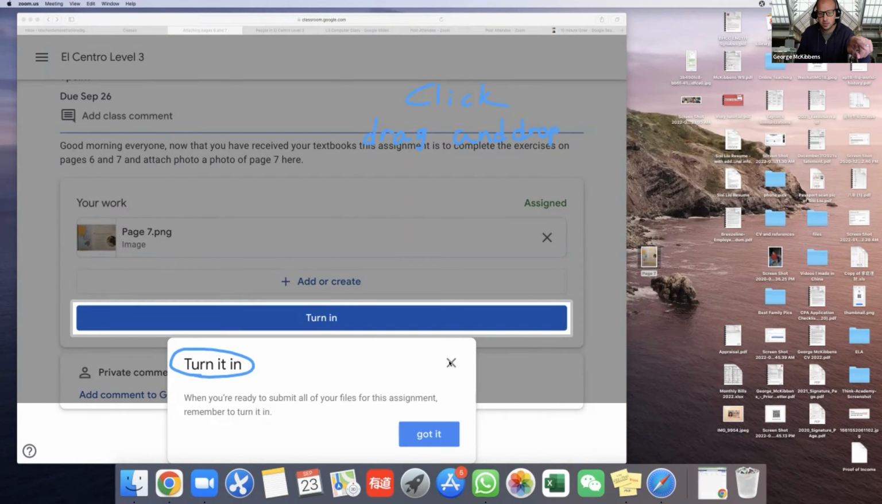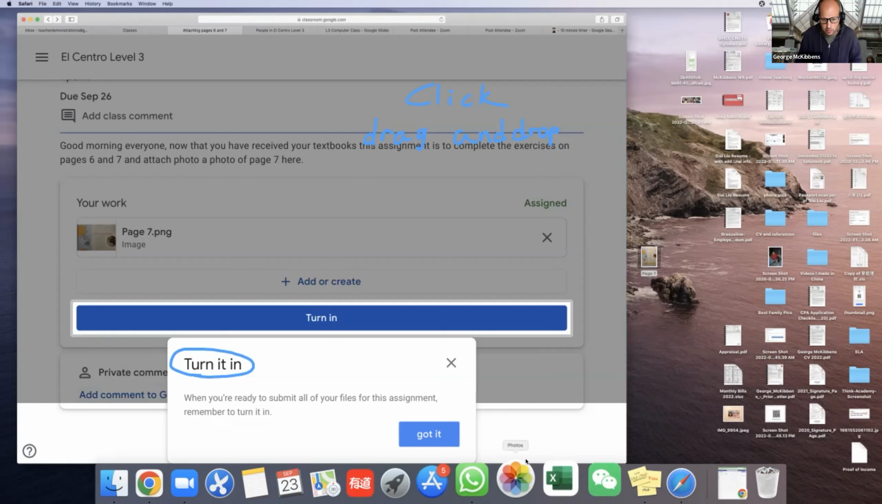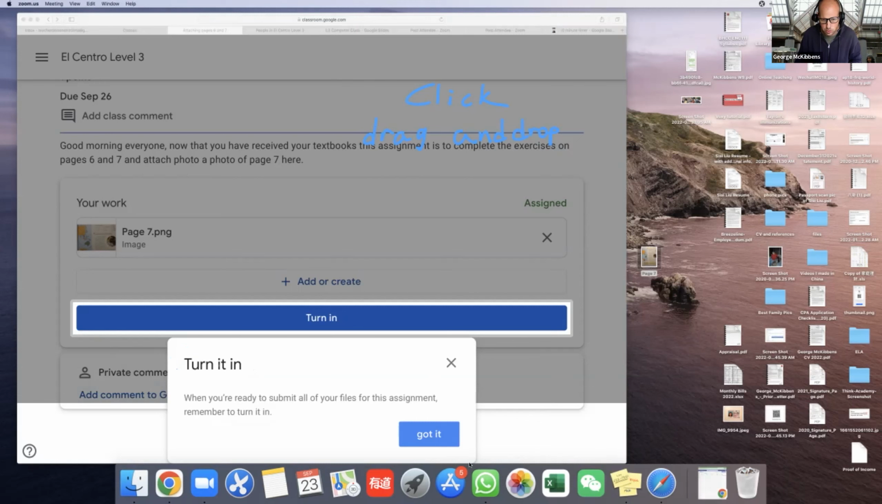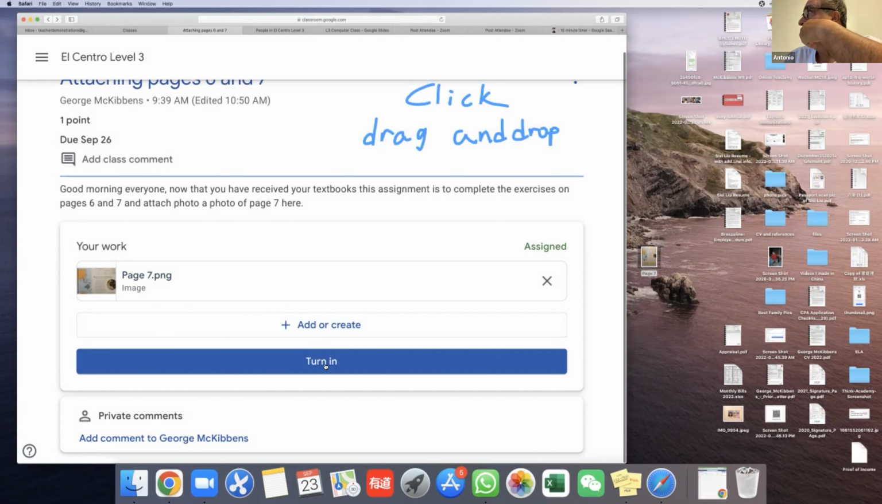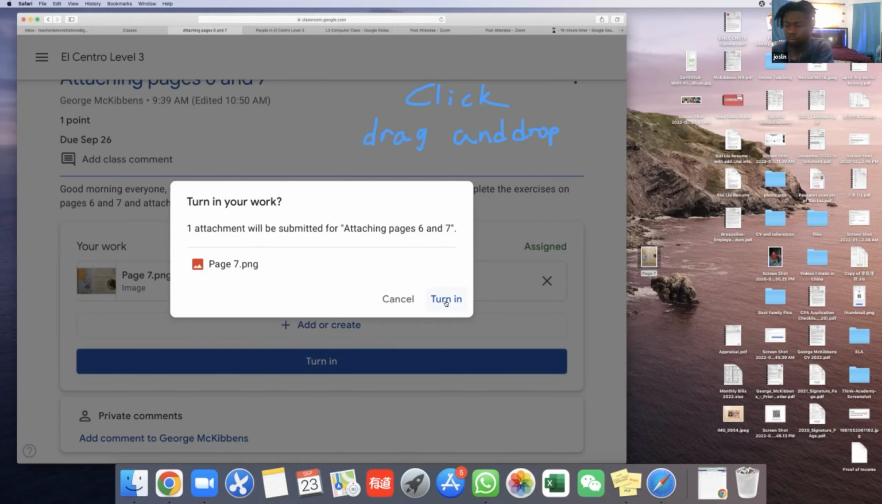Turn it in. So it says, when you're ready to submit all your files, remember to turn it in. It doesn't turn it in for you. Maybe you're submitting 3 files, 10 files, 100 files. I don't know, whatever the teacher's asking you for. So once you are ready to send it to the teacher, turn it in. So there it is. I click, turn it in.